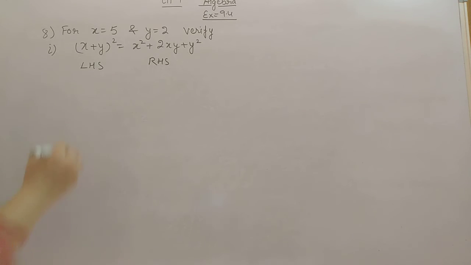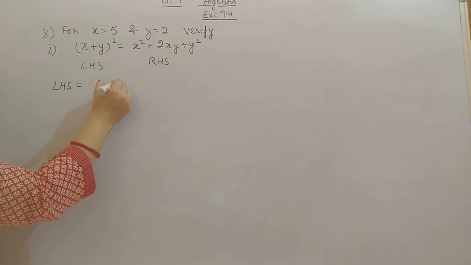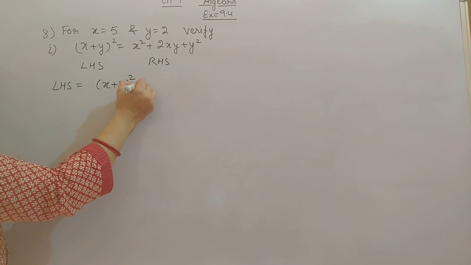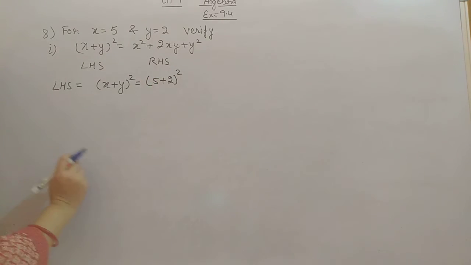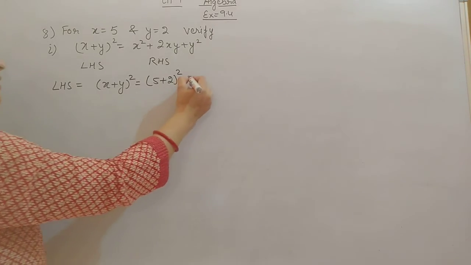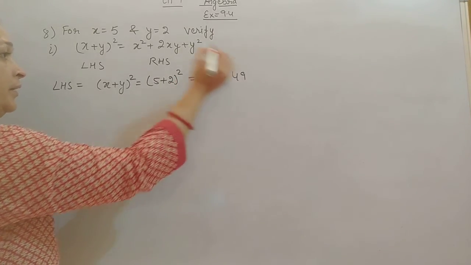So we will check here. First we will take left side. Left side is x plus y whole square. X value is 5 and y value is 2, and whole square. So first simplify this bracket. 5 plus 2 is 7. 7 square is equal to 49.